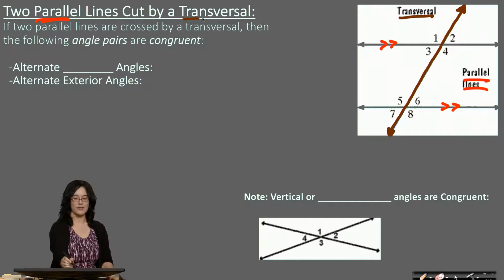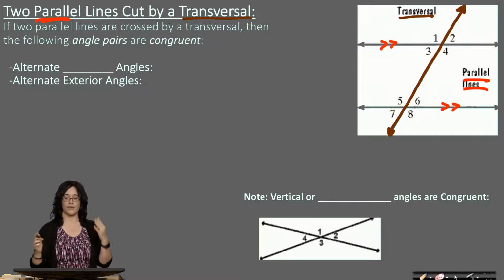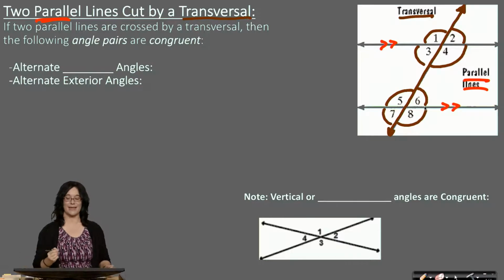But if we have the 2 parallel lines cut by a transversal, at each of those intersections, it turns out we form 4 different angles. And so that's what you see having happened here. We have this obtuse angle 1, this acute angle 2, this acute angle 3, this obtuse angle 4, this obtuse angle 5, this acute angle 6, this acute angle 7, and this obtuse angle 8.